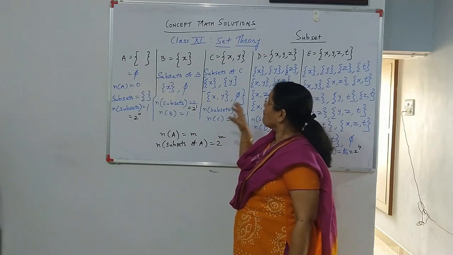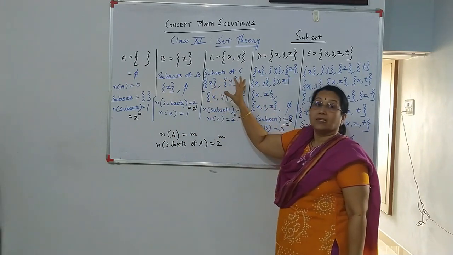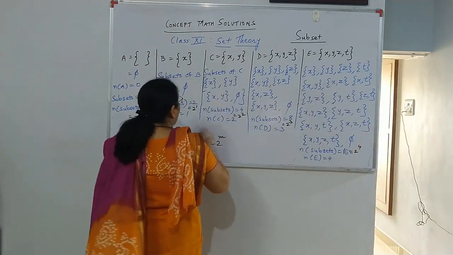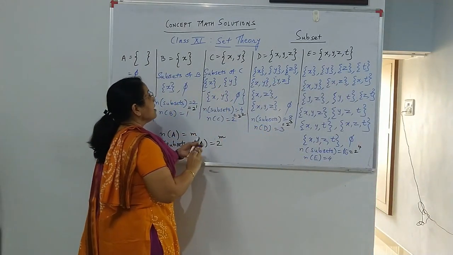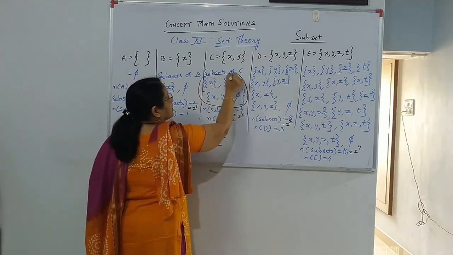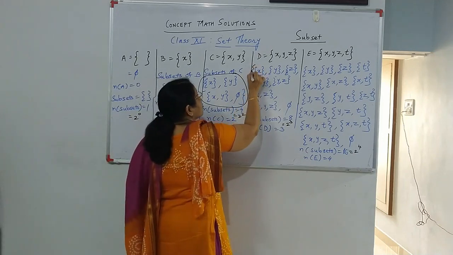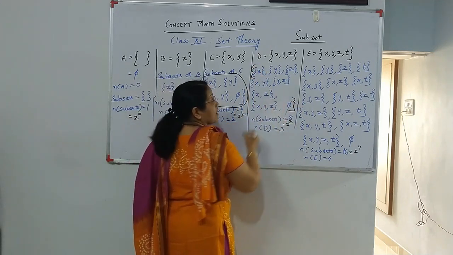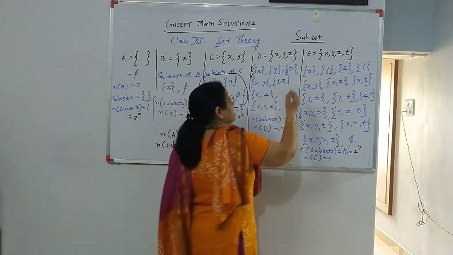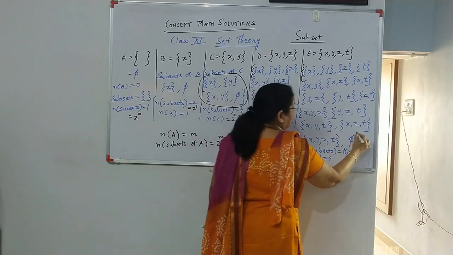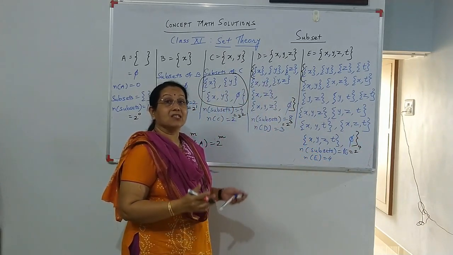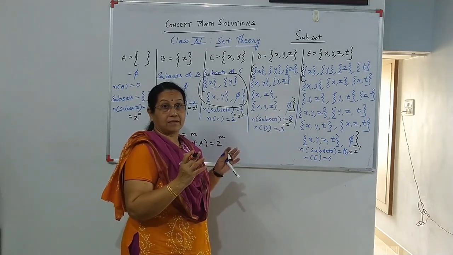This collection of all the subsets is called the power set. So this is a power set for C. The collection of all the subsets of a set is a power set. This is a power set. This also is a power set for D. Power set is a set, so it must be written in brackets. Yes, this is a power set for E. Yes, a power set is a set which contains all subsets of a set.